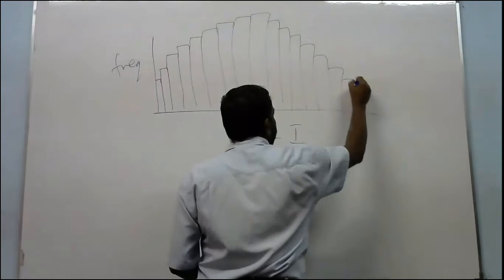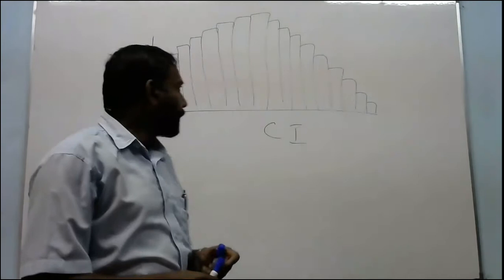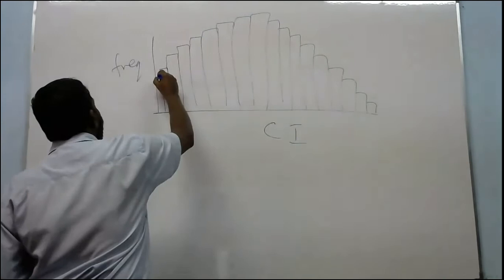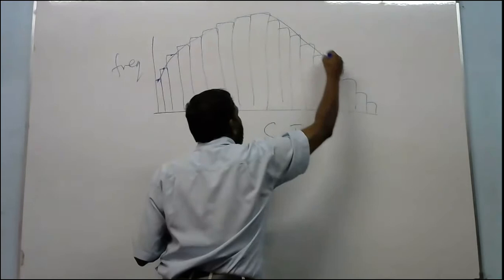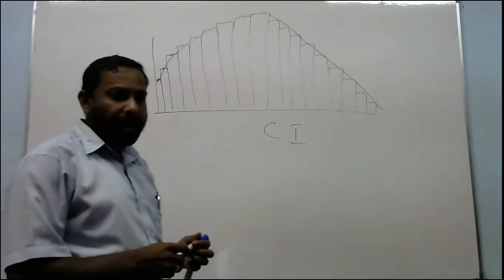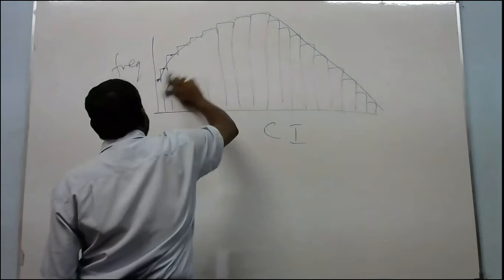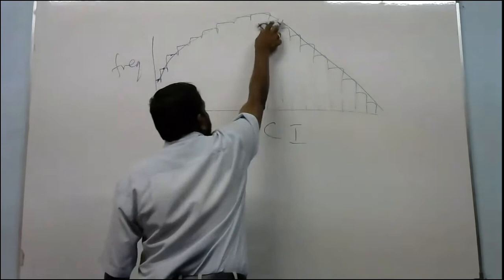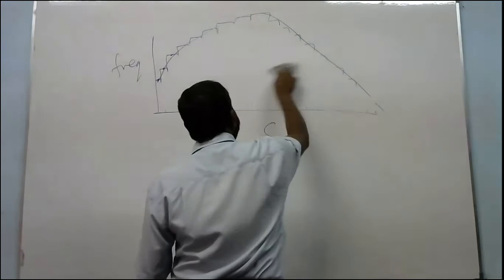Right? If you have such a frequency distribution, if you connect the upper position of all the bars, it will connect like this. So that is called a distribution. The frequency, how their respective value for each class gives the frequencies, is basically called a distribution.